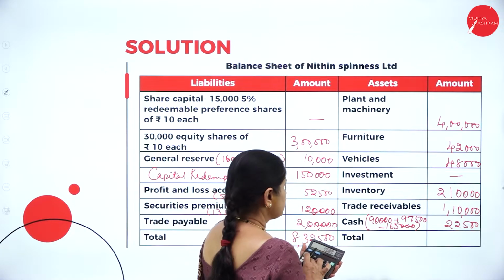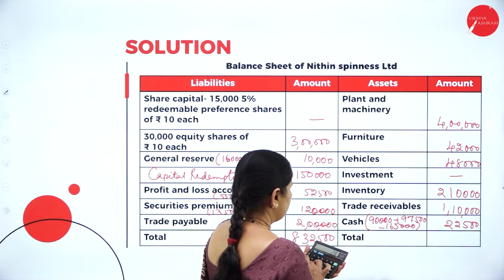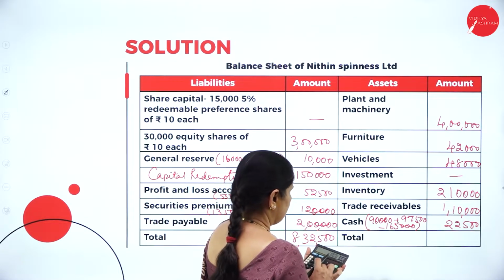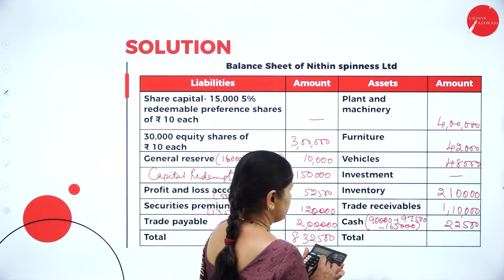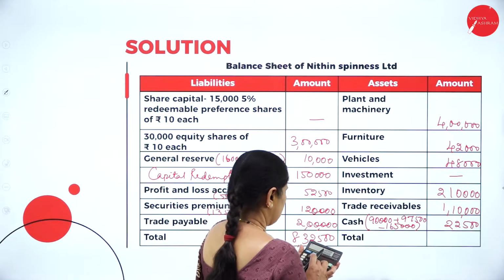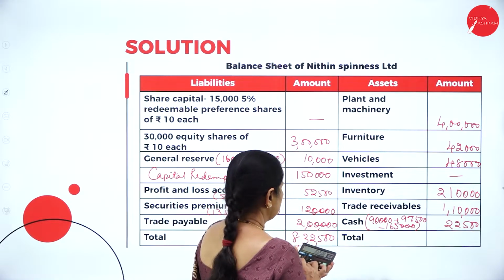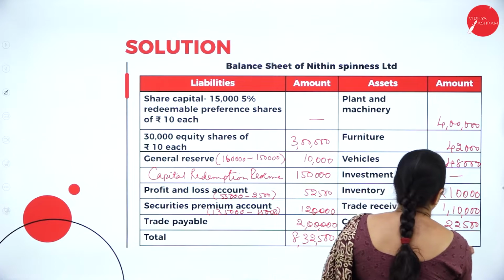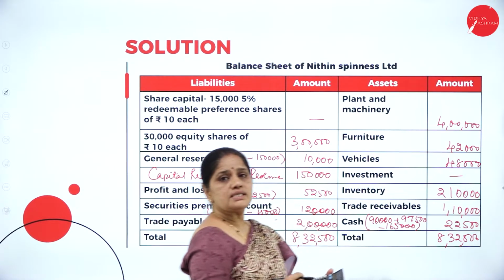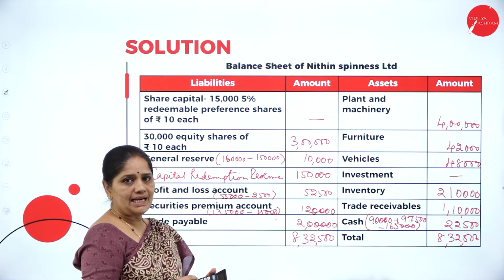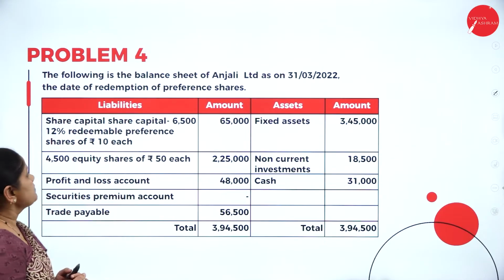48,000 plus 2,10,000 plus 1,10,000 plus 22,500. I get 8,32,500. So this is how we will have to prepare the balance sheet. Now we have the next problem here.